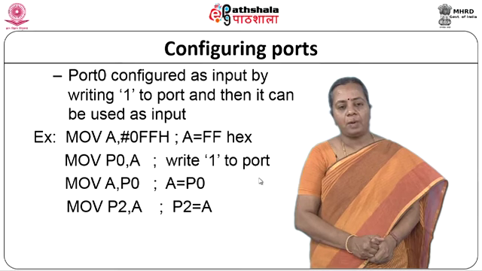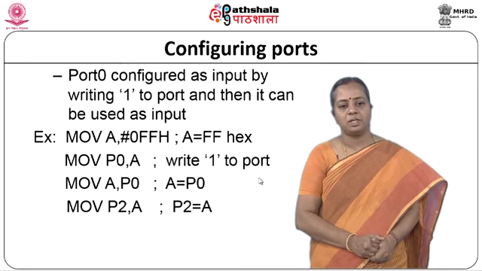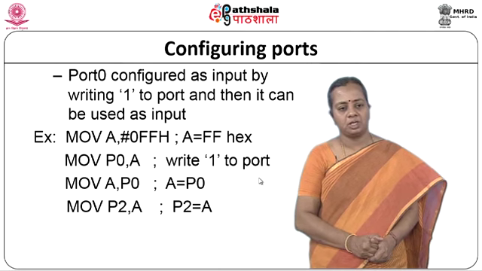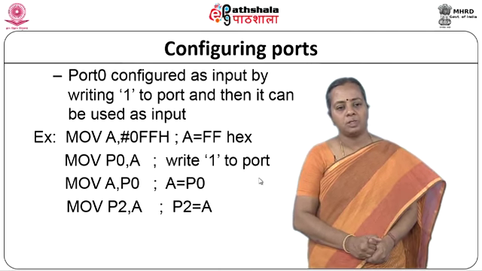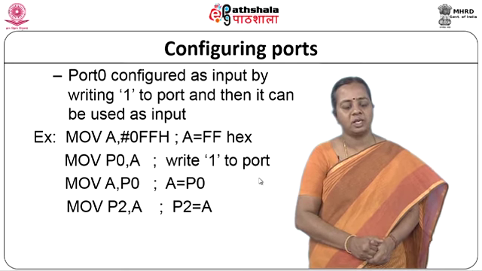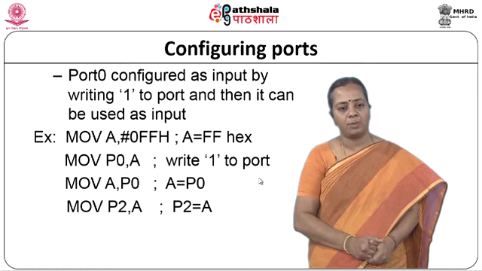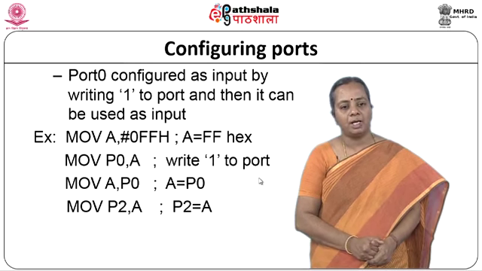Now, MOV A, P0. What is the process taken at that particular time is, whatever data is available in your P0 will be read and sent to your A register. Then this A is moved to P2. Maybe P2 is not declared, so it is treated as an output device. Maybe port 2 is taken as an output port, so I can read whatever data is given at my P0 and send it to P2. That has been done here.